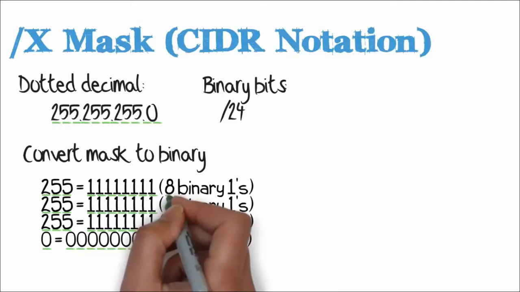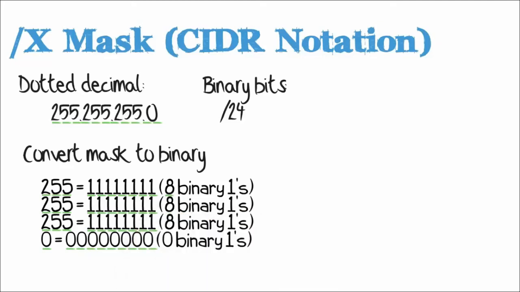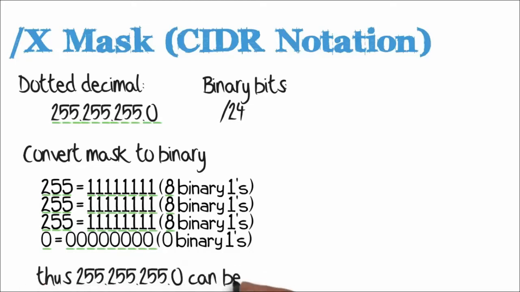So we've got 8 binary ones plus 8 binary ones, which equals 16, plus an additional 8 binary ones, which therefore equals 24 binary ones in the mask. Once again, if you count the binary ones, you end up with 24 binary ones. And therefore 255.255.255.0 can be written as /24 because there are 24 binary ones in the subnet mask.